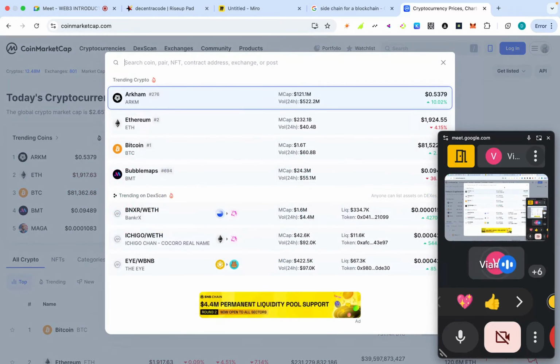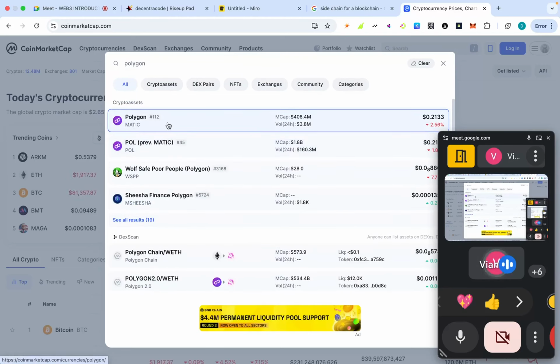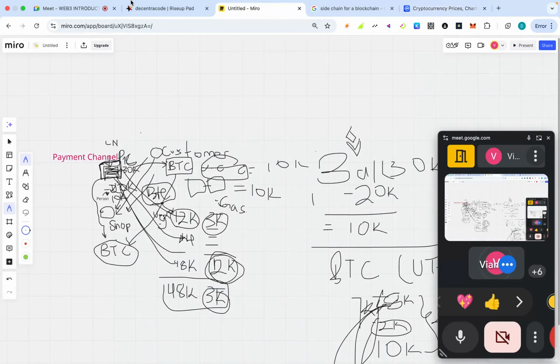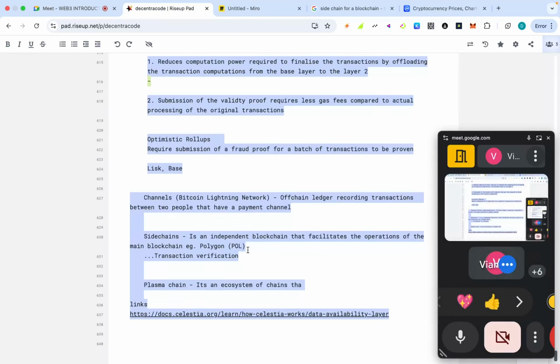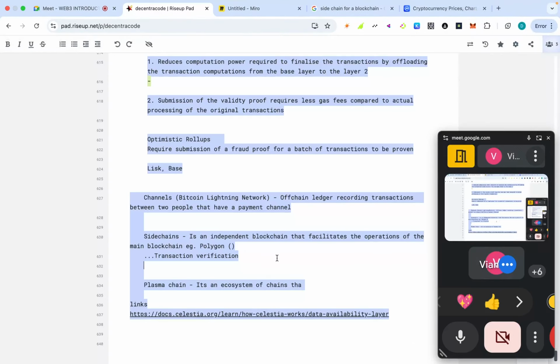Yeah, let me look at Polygon. It says it was changed to Pol. Anyway, thanks for the updates. I will look it up. So should we maintain this or the old one? Just for clarity, I'll look it up anyway.